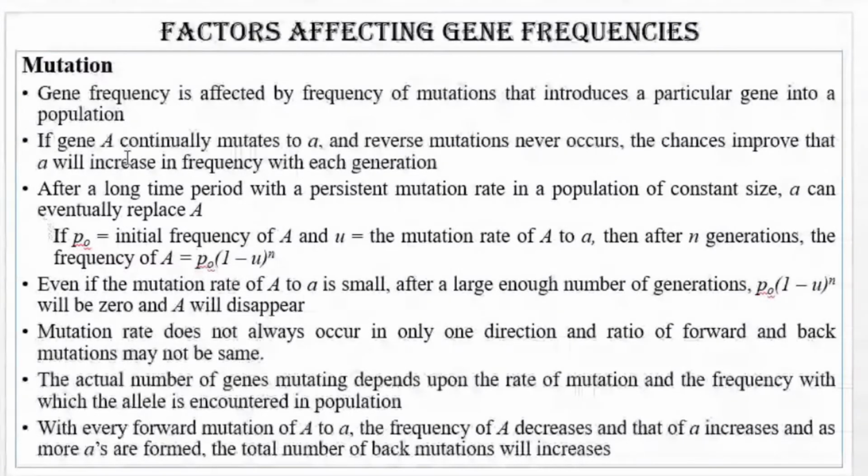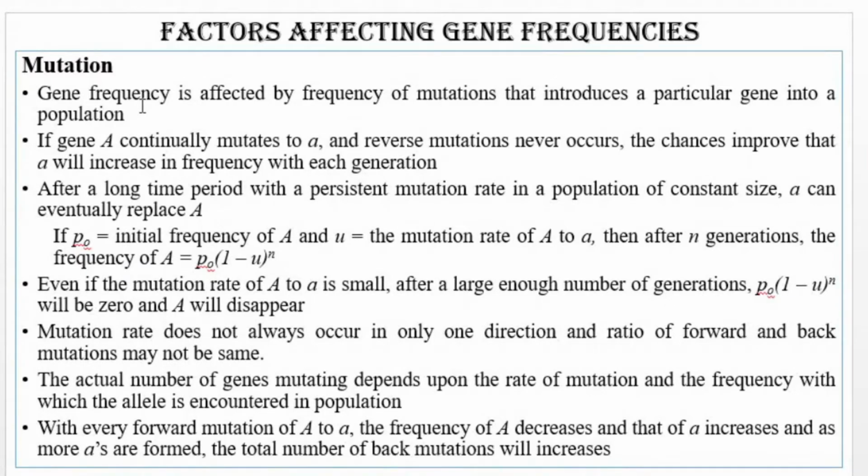Mutation is one way for the development of variation in populations, and mutations may happen in the forward direction as well as the reverse direction. Particular genes can be mutated. There is no dependency on other genes for a mutation to happen in a particular gene, and point mutation or any kind of mutation may take place there. So the gene frequency is affected by the frequency of mutations that introduce a particular gene into a population, so that the frequency of the genes will be changed from the original population.